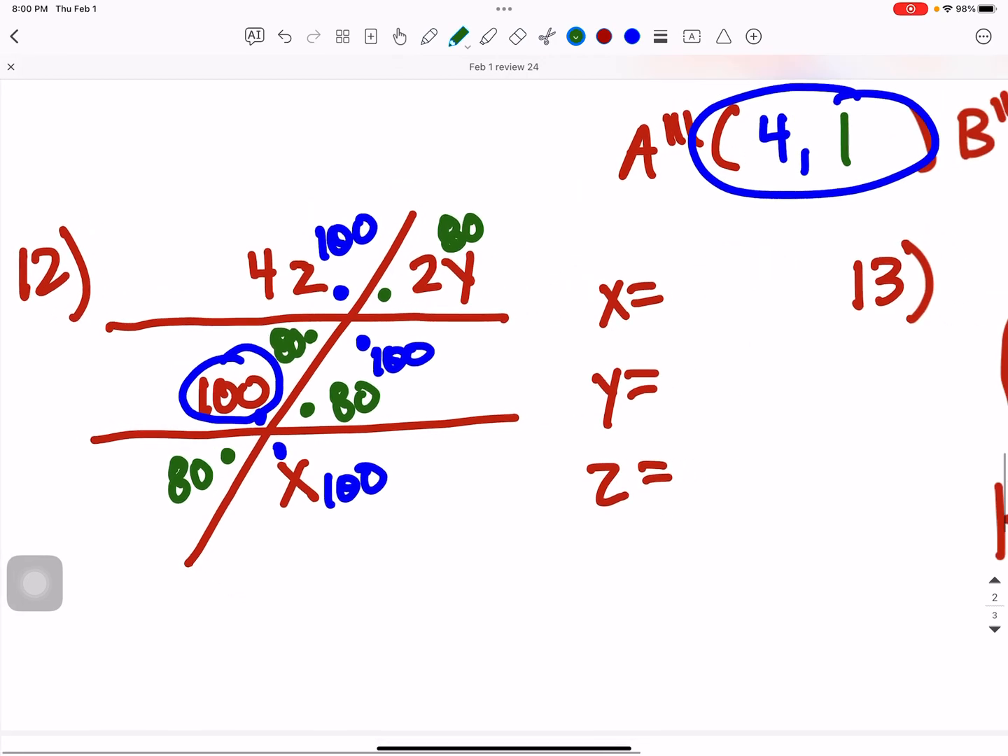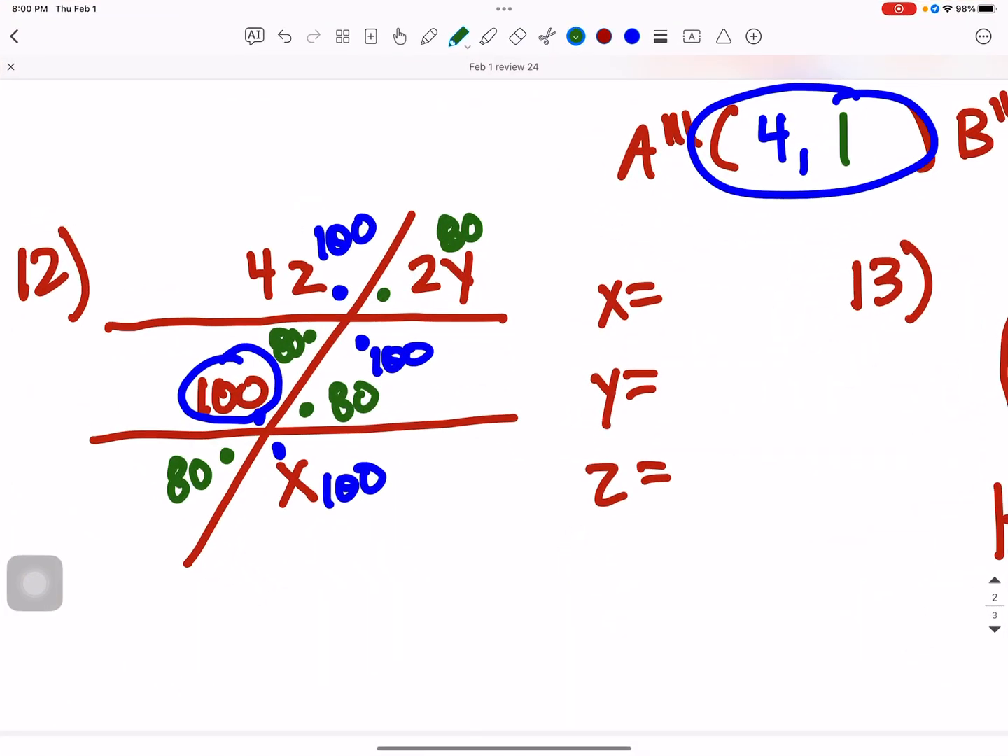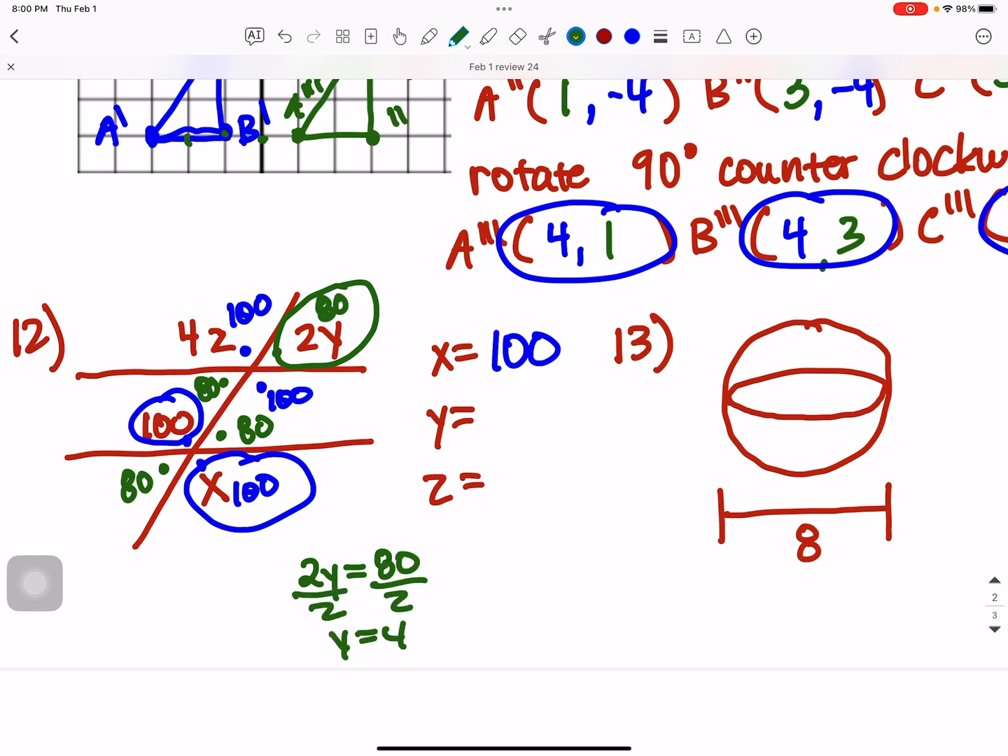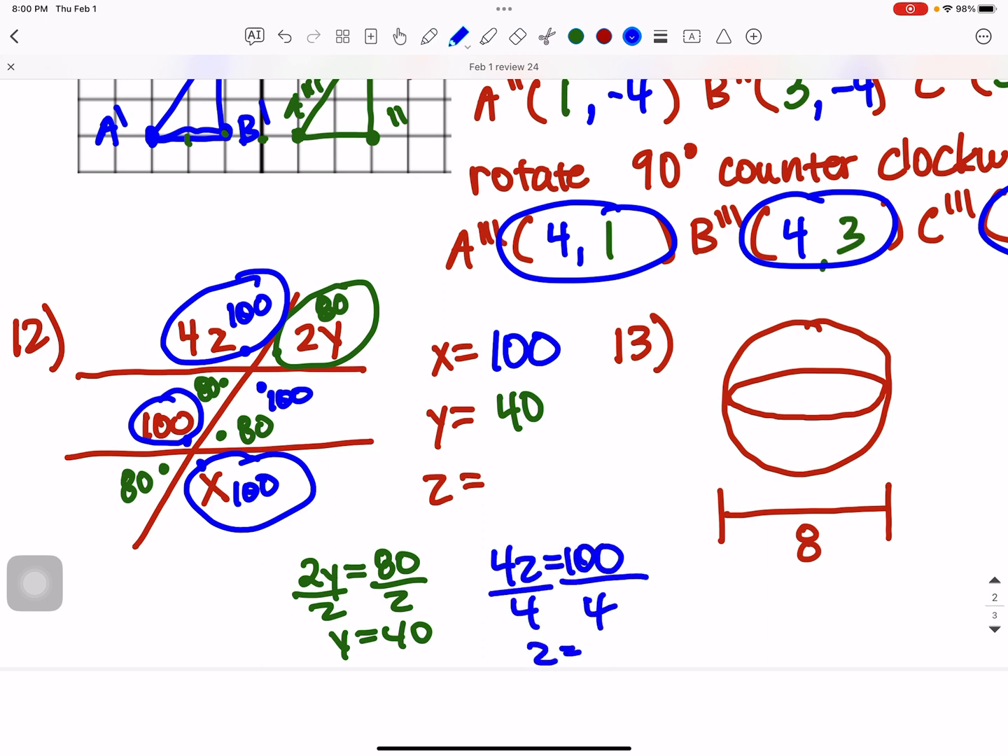Now we solve. We're looking for the X corner right here. This X is 100. Now we're looking for the Y corner. That's right here. 2 Y's equal 80 degrees. So divide by 2. Y equals 40. And Z, 4Z is 100. So divide by 4. And Z equals 25.